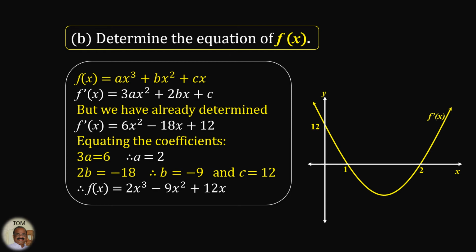Now look at those two equations. F dash x is 3ax squared plus 2bx plus c. F dash x is 6x squared minus 18x plus 12. Same thing. Now we equate the coefficients of x squared, x, and the constant. Therefore, 3a must be equal to 6, and solving for a, a equals 2. 2b must be equal to minus 18, therefore b equals minus 9. And the constant c must be equal to 12. So we write the final equation: f of x equals 2x cubed minus 9x squared plus 12x.